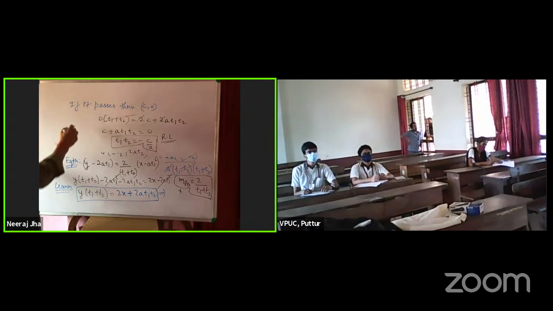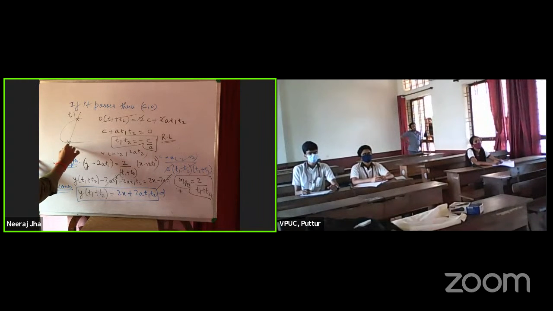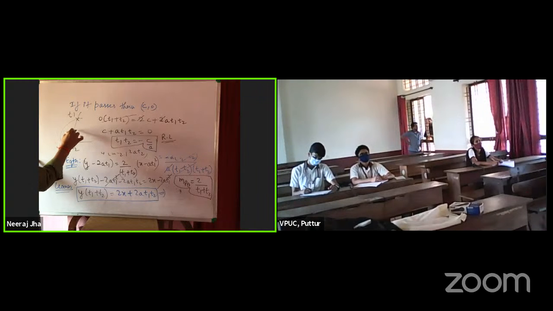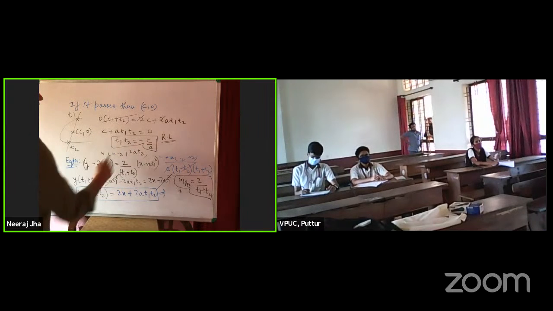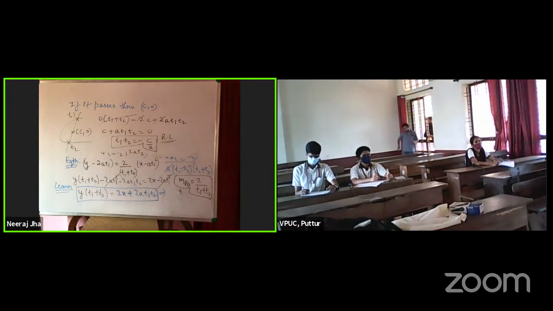If the chord is passing through, if you have t1 over here, t2 over here, and this is some point c comma 0, then the product of t1t2 is going to be minus of c by a. t1t2 is going to be minus c by a. Any doubt?